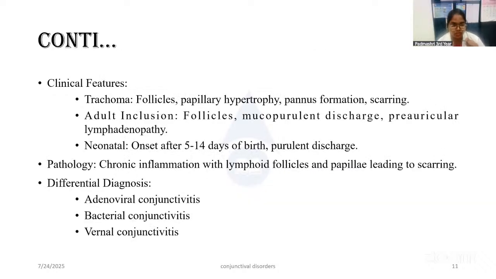Clinical features. For trachoma, it is follicles, papillary hypertrophy, sinus formation, and scarring. For adult inclusion, it is follicles, mucopurulent discharge, preauricular lymphadenopathy. Neonatal is onset after 5 to 14 days of birth with purulent discharge. Pathology. Chronic inflammation with lymphoid follicles, partly leading to scarring. Differential diagnosis. Adenoviral conjunctivitis, bacterial conjunctivitis, and viral conjunctivitis.